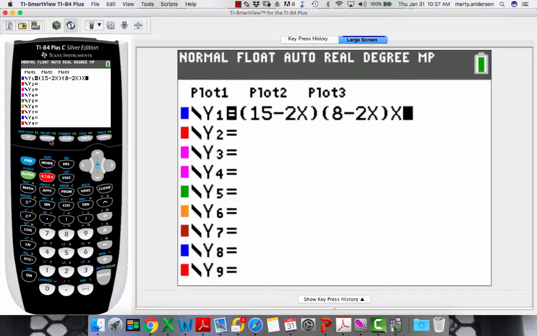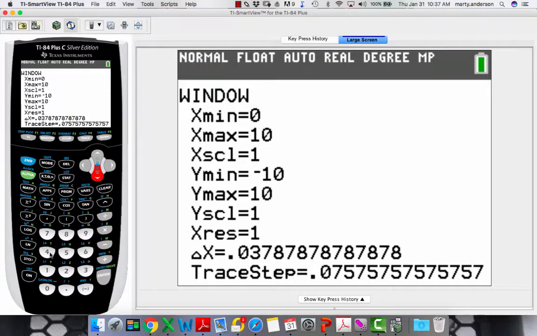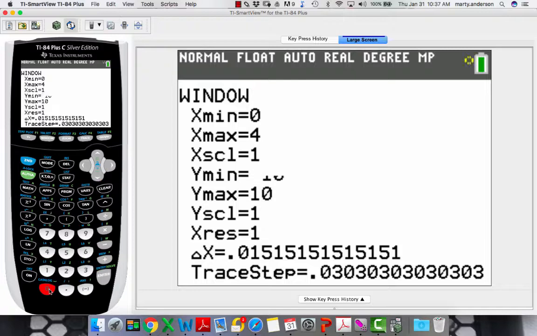And first we can go to the window, and I want to think about my domain. I said 0 to 4 makes the most sense. So x minimum is 0, x maximum is 4. I'm going to count by ones. And then my y's, these are going to be the volume that we get.